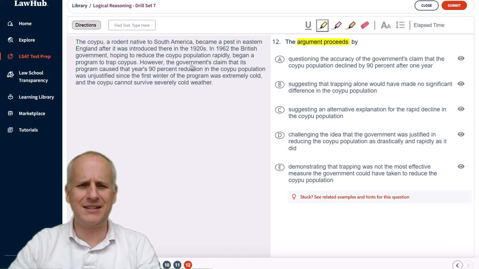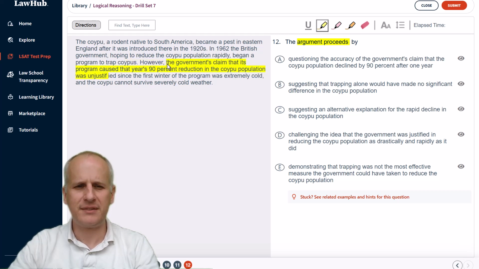However, the government's claim that its program caused that year's 90% reduction in the coypu population was unjustified, since the first winter of the program was extremely cold and the coypu cannot survive severely cold weather. Be careful to not highlight the entirety of this sentence as the conclusion. The word since indicates premise, so we need to pick up our conclusion just to the word unjustified, and we need to think about how we get to this conclusion.